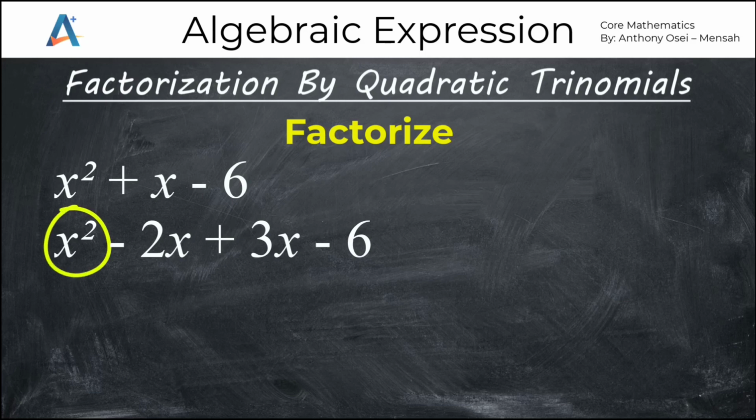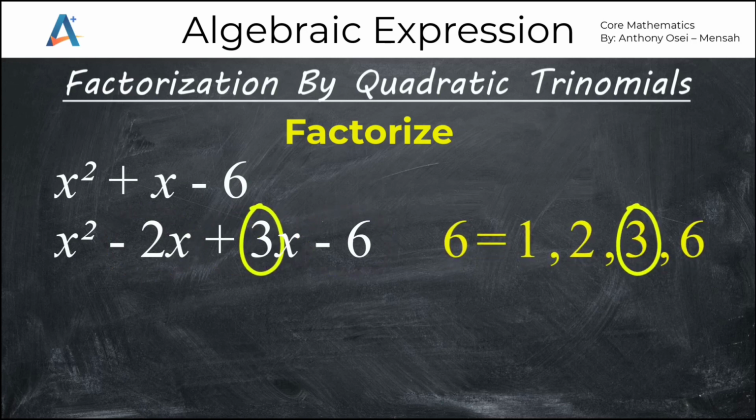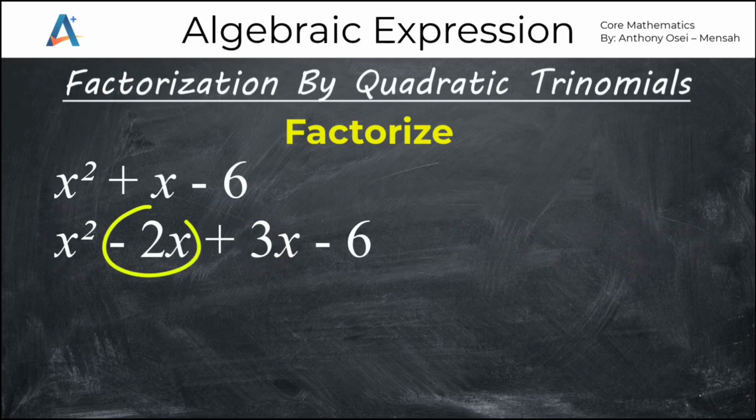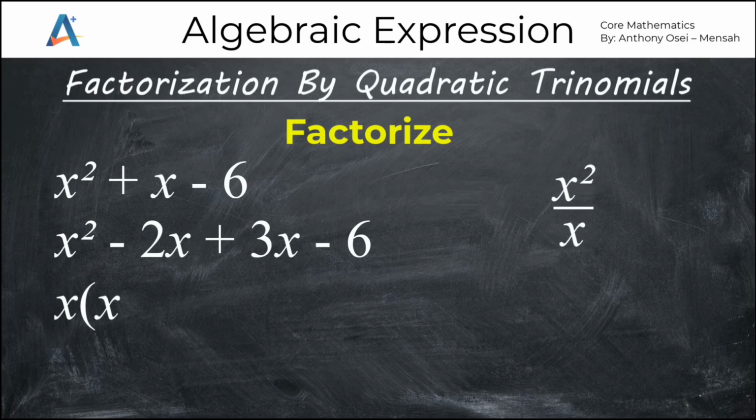So I have x squared minus 2x with the common factor of x. And I have 3x minus 6 with the common factor of 3. We can now factorize x squared minus 2x since they have a common factor. So x as a common factor comes out. Now, x squared divided by x will give us x. This is what I mean. X squared divided by x. X into itself 1. X into x squared will give you x. So the answer will be x.